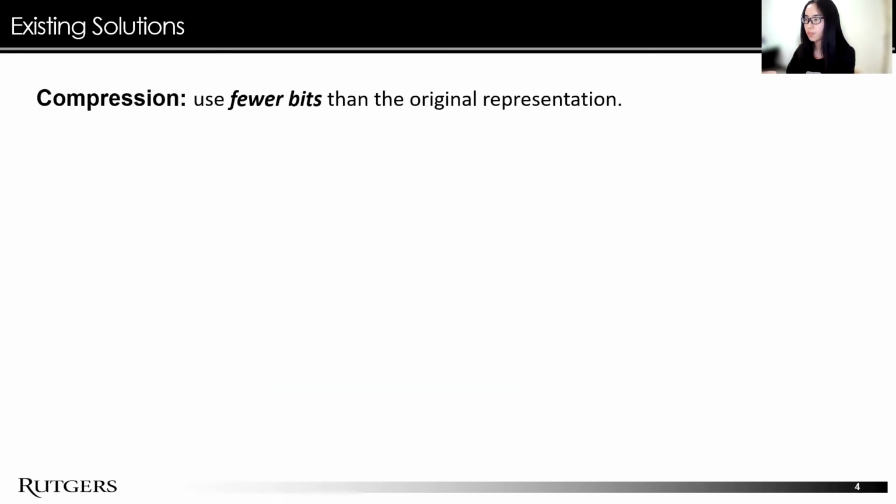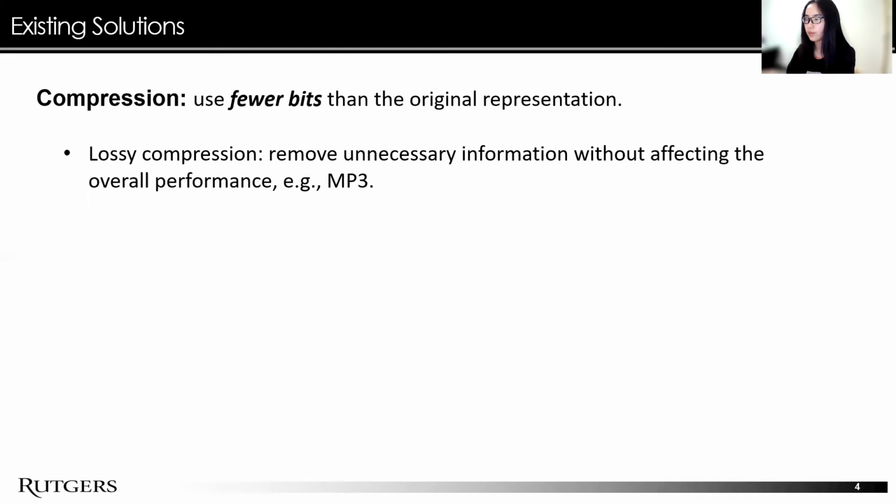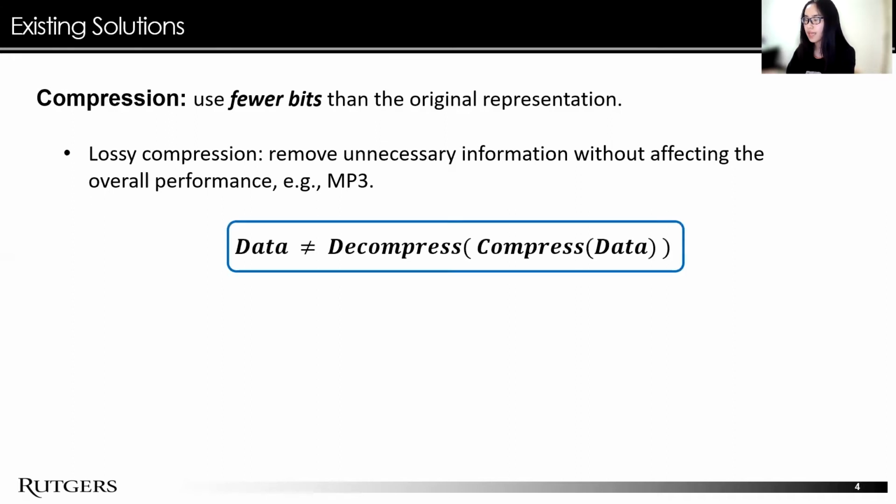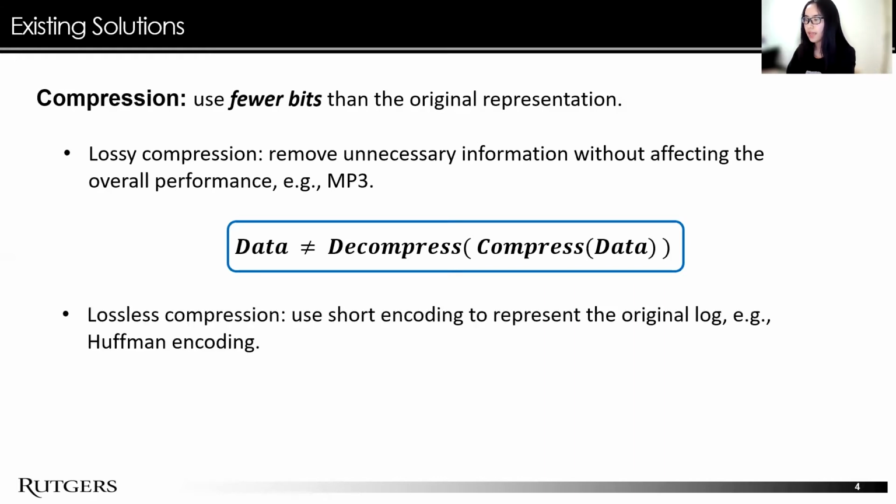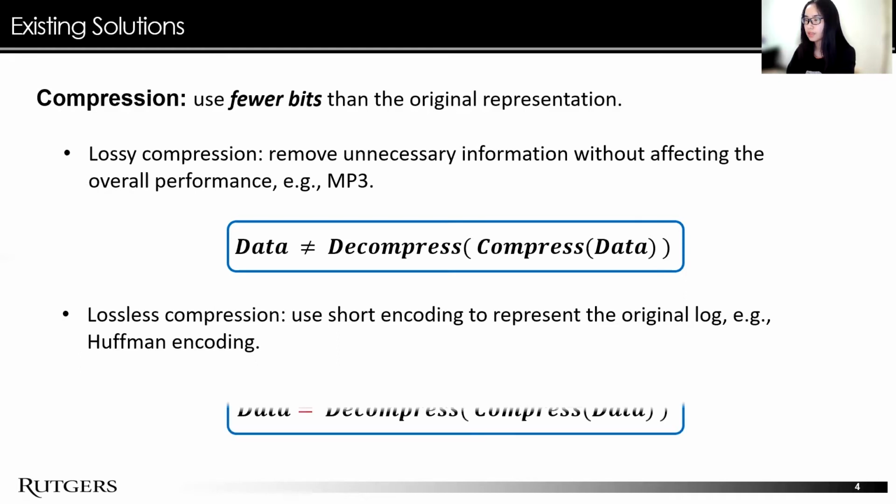Another solution is compression, which uses fewer bits to represent the original data. Lossy compression removes unnecessary information in the original data without affecting the overall results for a specific task. This kind of method is similar to the pruning method and cannot be applied to general tasks. Another kind of method is lossless compression, which uses short encoding to represent the original data. The compression keeps all information in the original data and is more suitable for log compression.